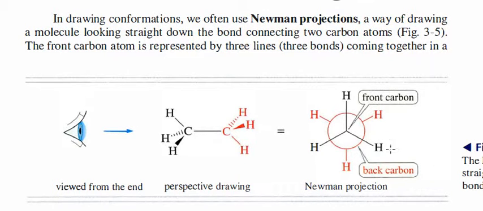So as you see here, the black one is the front carbon, and the red circle with those three hydrogens shows the back carbon. So that's why we call it a Newman projection.